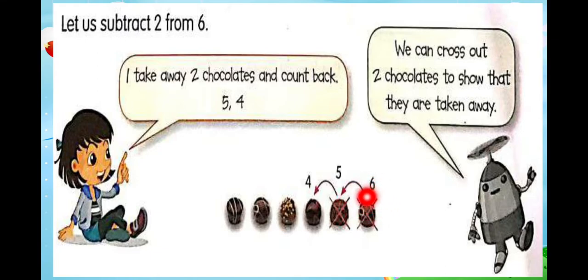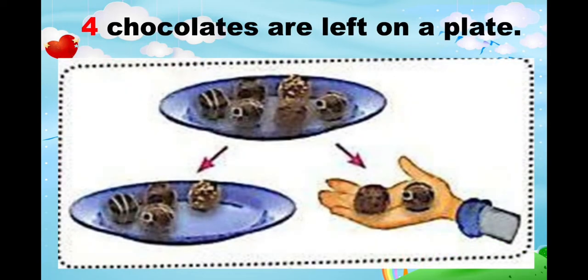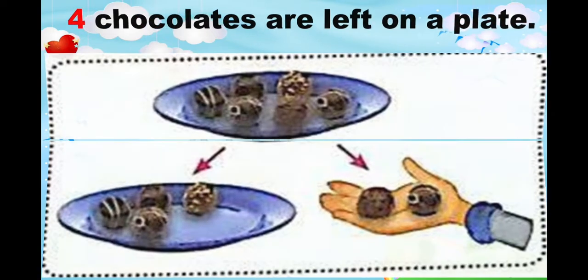Can you see here we have done the backward counting from 6 to 5 and 4. So 2 backward counting we have done और 2 chocolates भी हमने हटा दिए. So the remaining are 4. So the answer is, 4 chocolates are left on the plate. Can you see this? यहाँ पे 6 chocolates थे, 2 chocolates निकाल दिए. So how many are remaining? There are 4 chocolates remaining.